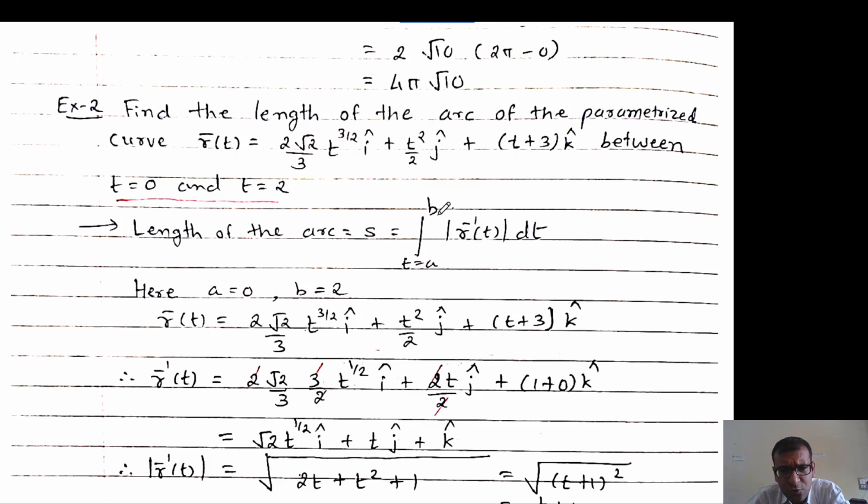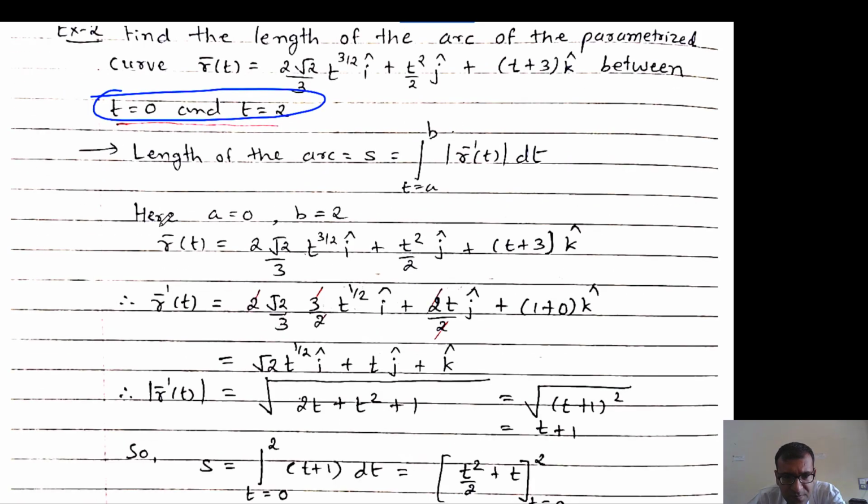Now t is from a to b, here the limit of t is 0 to 2, so our limit of integration is 0 to 2. Okay, now what is r bar of t? Here it is given in the question, right? So we can write here a is equal to 0, b is equal to 2, right? R bar of t is this one given in the question.